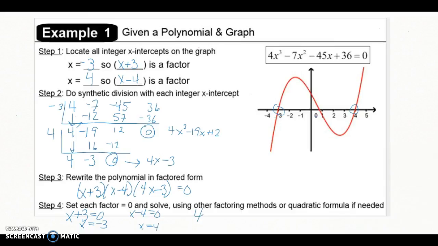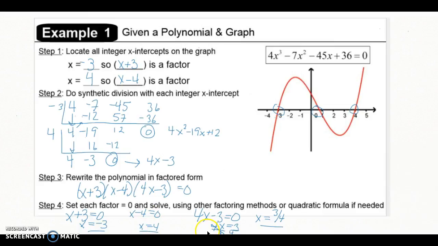Just confirming, 4x minus 3 is the last factor. Set that equal to 0. Add 3 on both sides. 4x equals 3. Divide by 4. On the left side, we have x. On the right side, I have 3/4 there. It's kind of squished right over here. x is 3/4, which makes sense because we knew it was bigger than a half definitely, and less than 1. So I'll buy that. So we have our 3 intercepts: x is 3/4, x is 4, and x is -3.